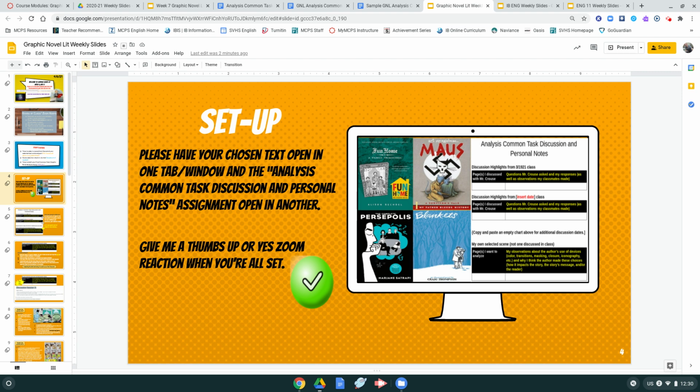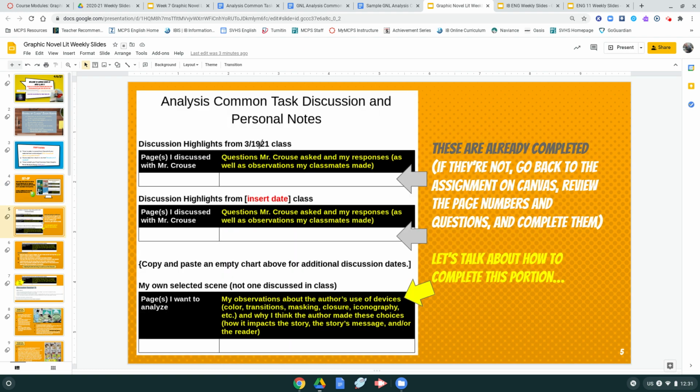So to get yourselves set up, I would suggest you open your selected text in one tab or window and have your analysis, common task, discussion, and personal notes open in another window just to make things easier.